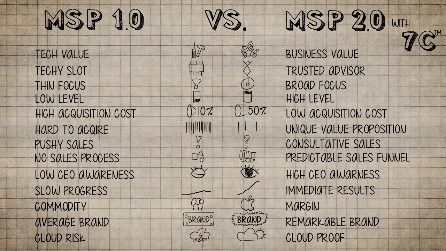Because MSP 2.0 is about managing the IT at a high level, the items, technologies, approaches, models of delivering IT are completely independent from the business model.